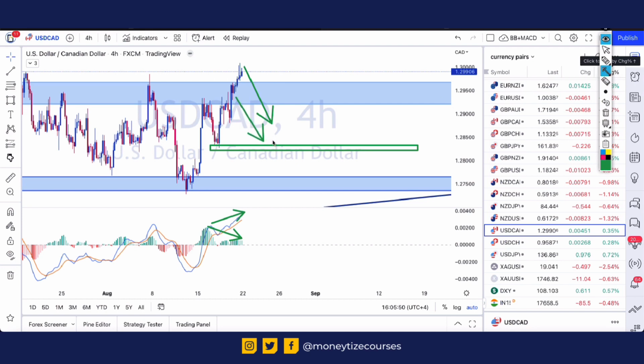Yeah, and then continuation higher within the rising wedge pattern boundaries. So any drop is an opportunity to buy in the short term, but for the longer term, once it reaches towards the end of the rising wedge, we can expect continuation to the downside.